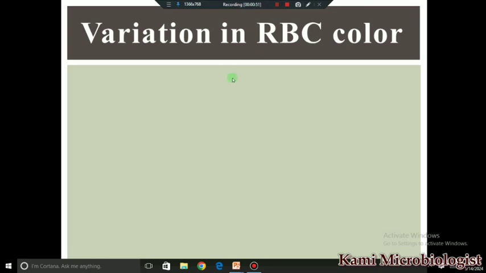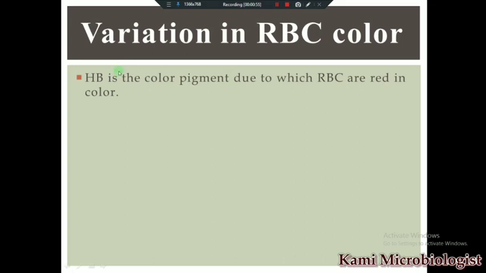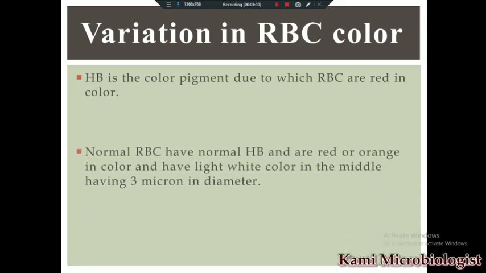So first of all, let's start with the introduction. RBC color is due to the presence of hemoglobin. Hemoglobin is a protein, or we can say it is the color pigment that is present in the RBC, and due to this the RBCs look red in color.